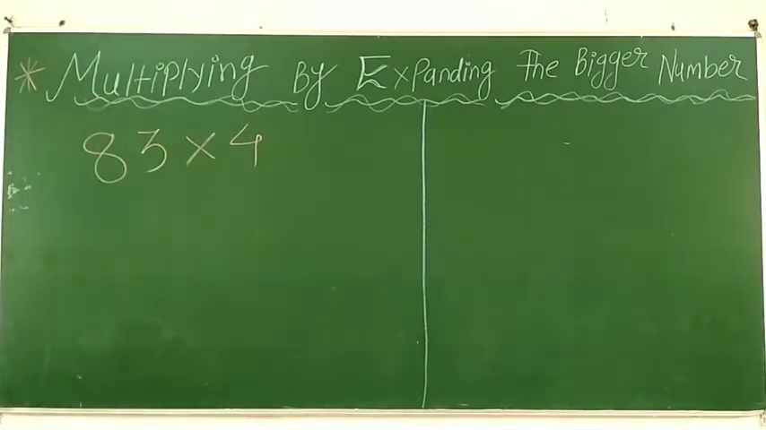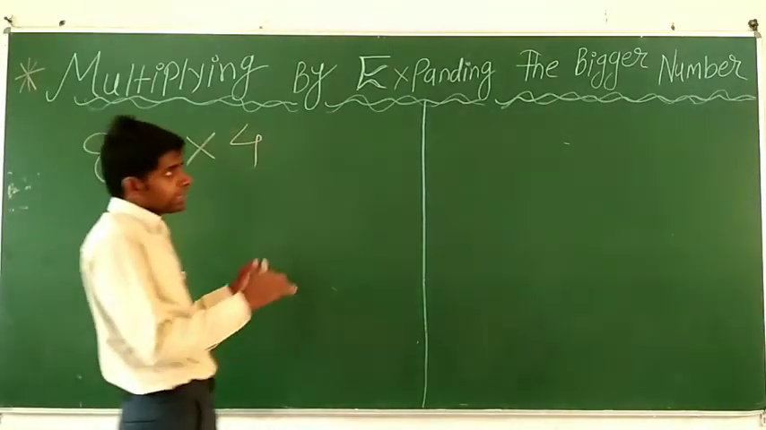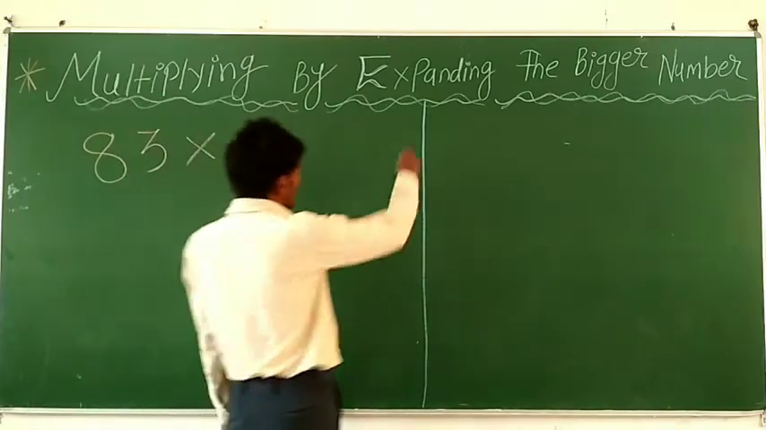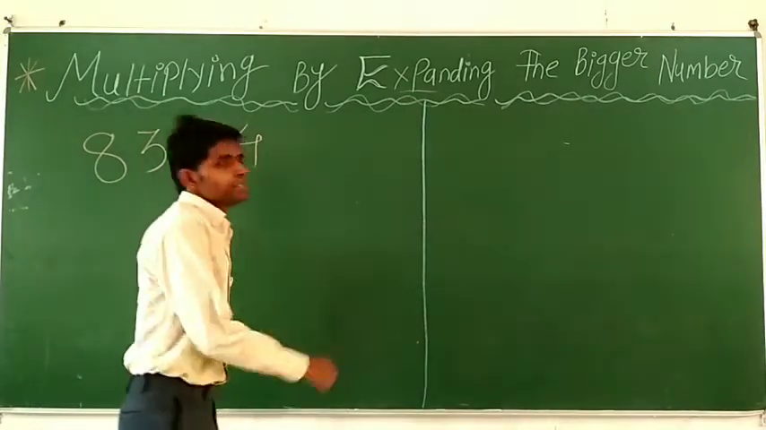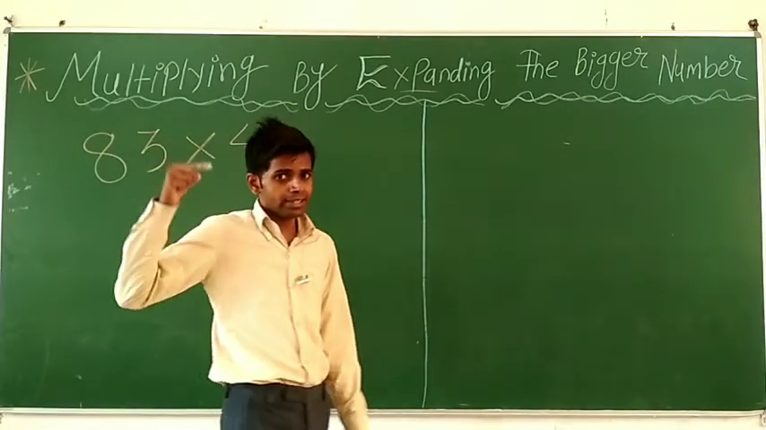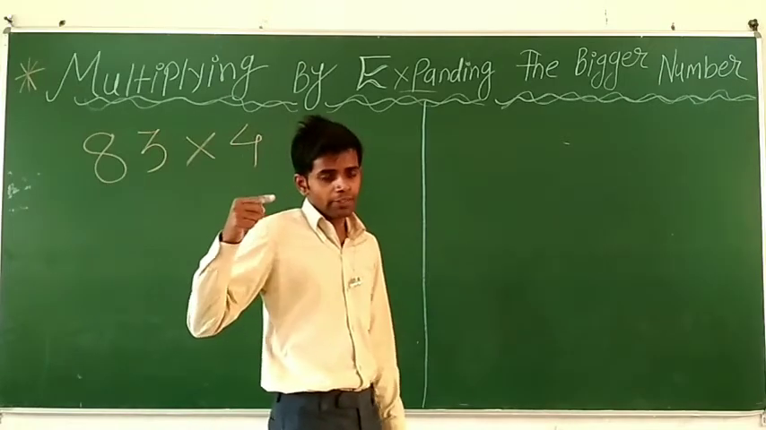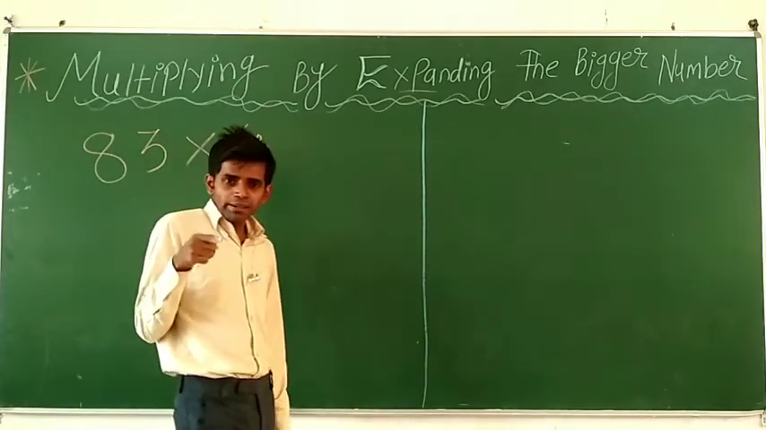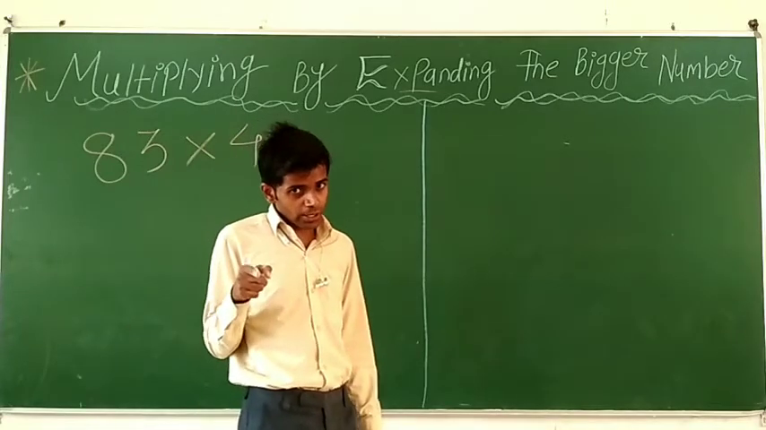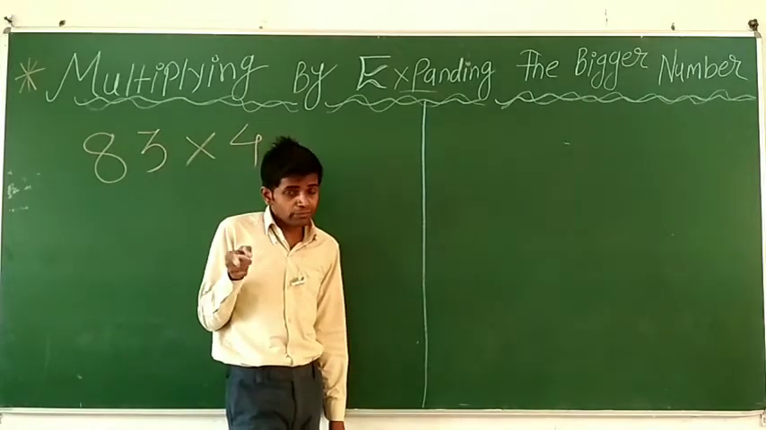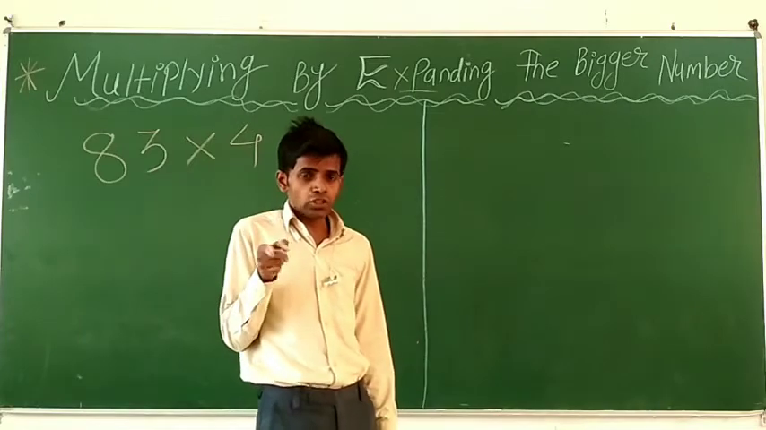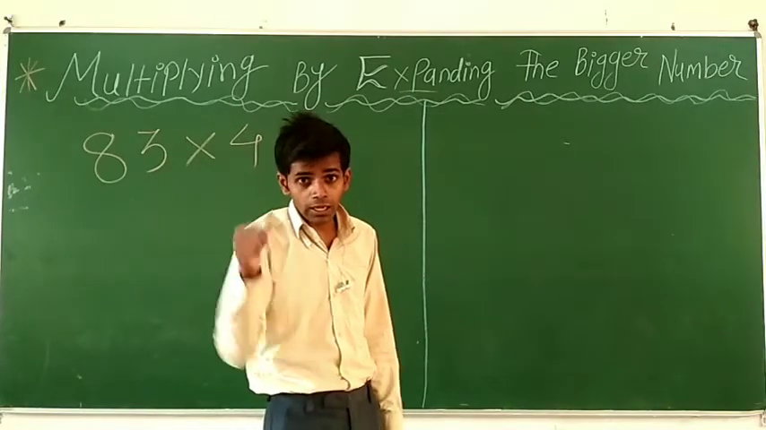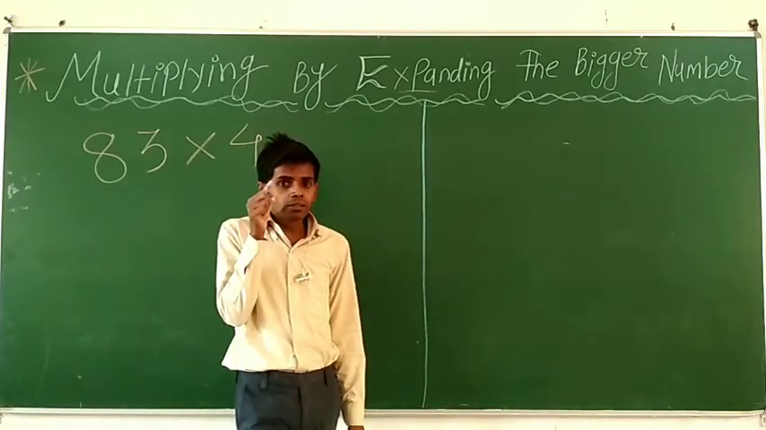the bigger number. Okay, what is the topic name? Multiplying by expanding the bigger number. So there is one word which is expanding. So we have already learned about the expanded form. We studied the expanded form. What is meant by expanded form? The expanded form is a sum of place values of each digit. Say it again with me, speak with me.